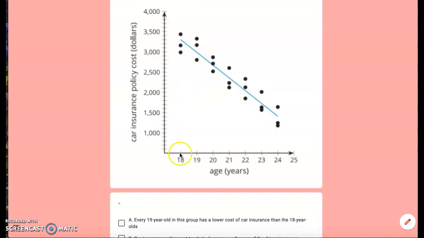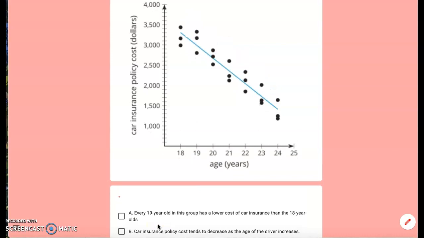So if we look at just the age group, for 18-year-olds, you can see we have 3 18-year-olds, right? We have 3 points that are directly above the 18 marker on the x-axis, representing the 3 18-year-olds. And then again, we have 3 19-year-olds, so 3 points plotted directly above 19 on the x-axis. Okay, so every 19-year-old in this group has a lower cost of car insurance than the 18-year-olds.